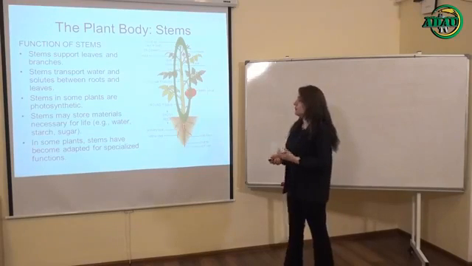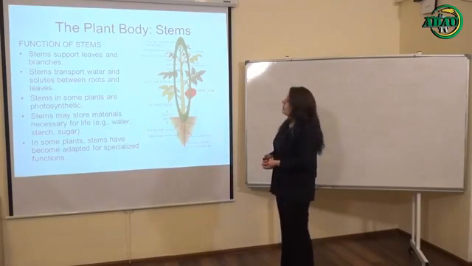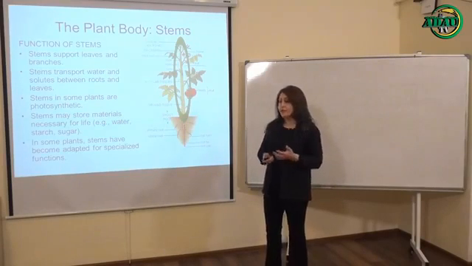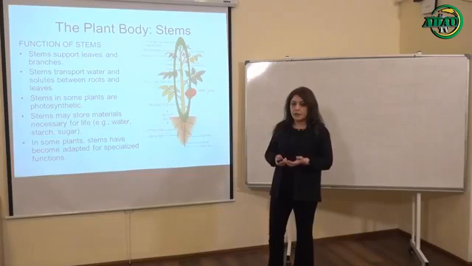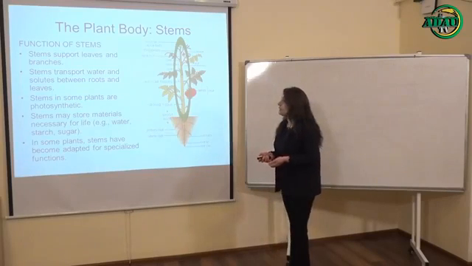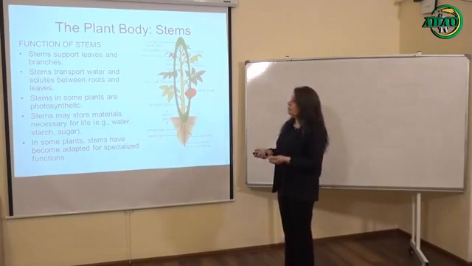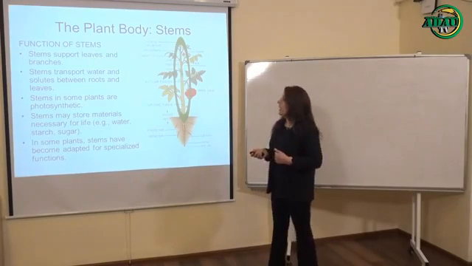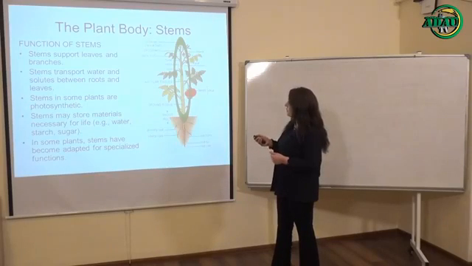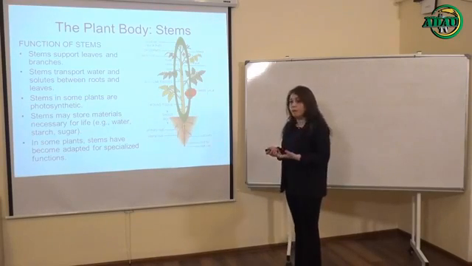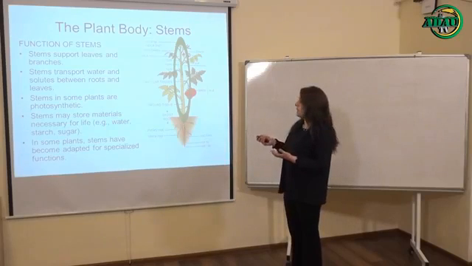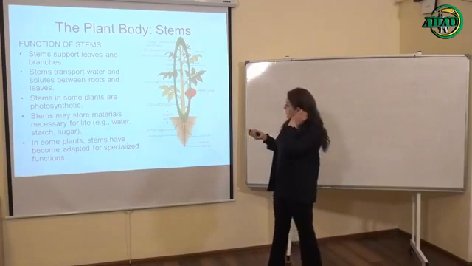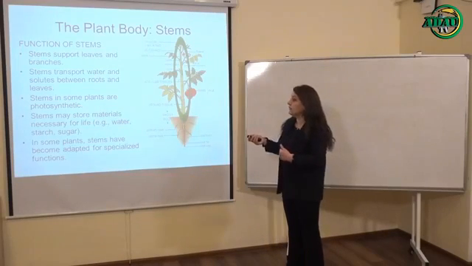And what are the main functions of the stem? The stem provides three main functions. The first and the primary function of the stem is support. Stem supports leaves and branches. When it grows, there are a lot of buds, and from buds develop lateral branches of the stem. The first and the main function of the stem is supporting of leaves and branches.